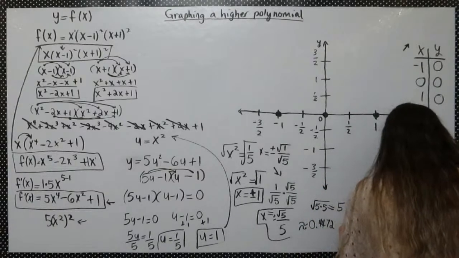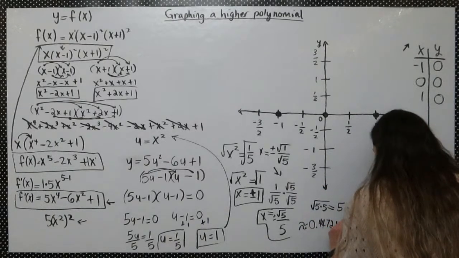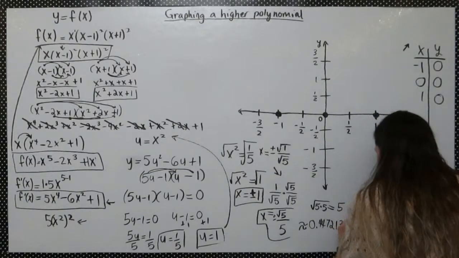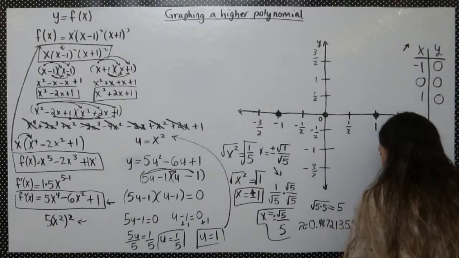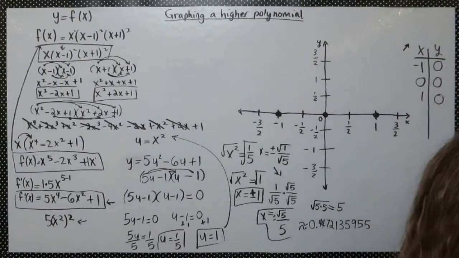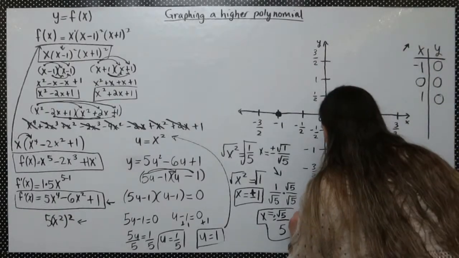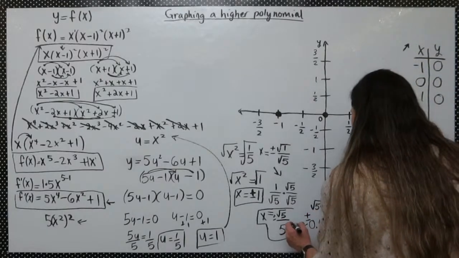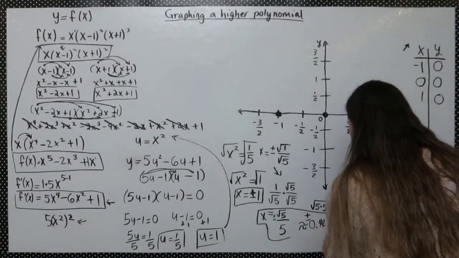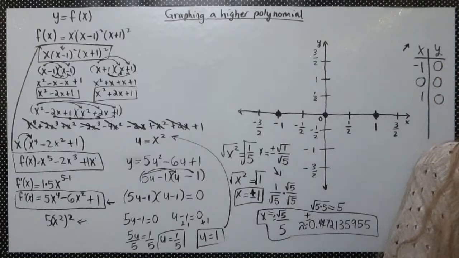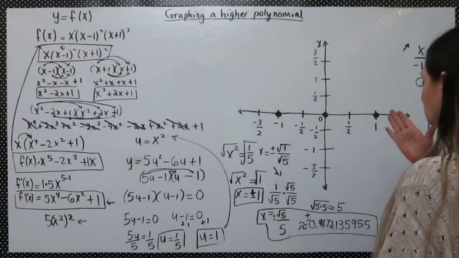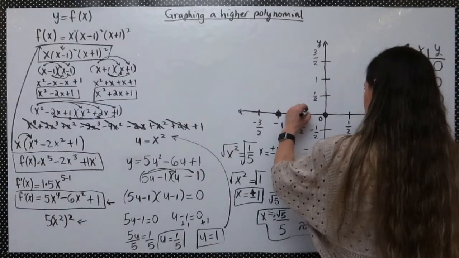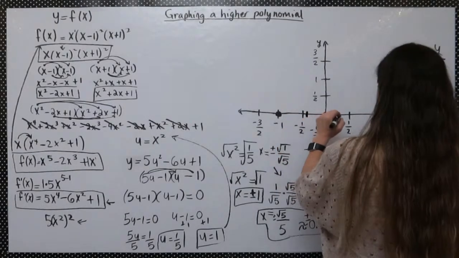0.4472. Trying to write upside down here. 1, 3, 5, 9, 5, 5. So it's going to be plus or minus this number, essentially. So that is really close to 1/2. It's like in here somewhere, a little bit less than 1/2.